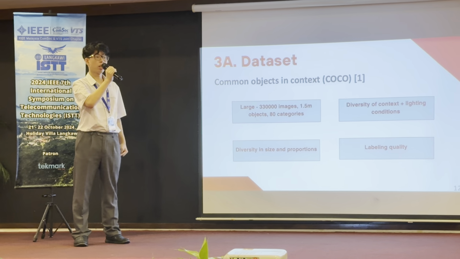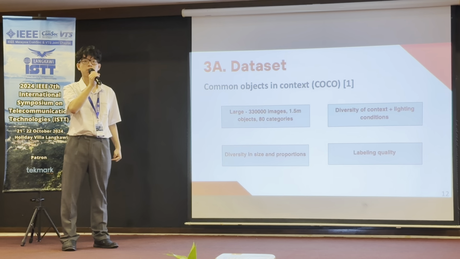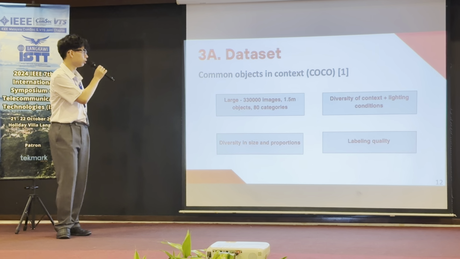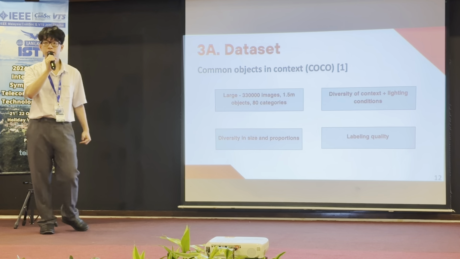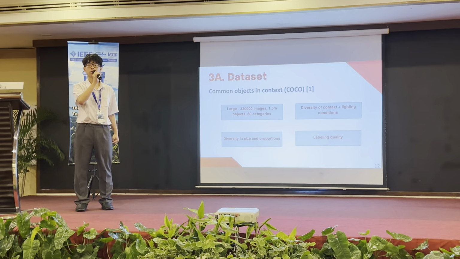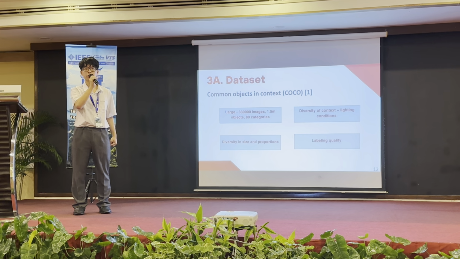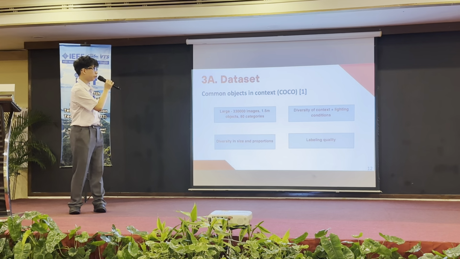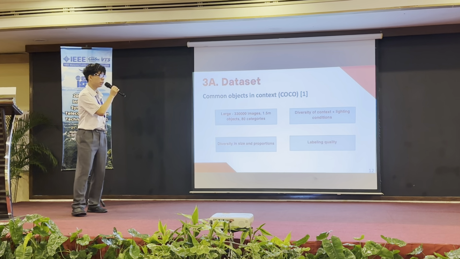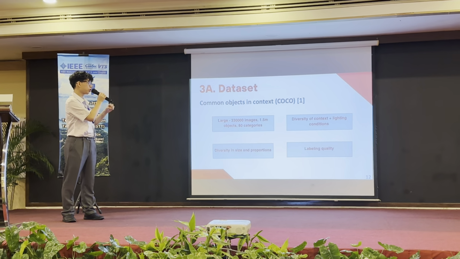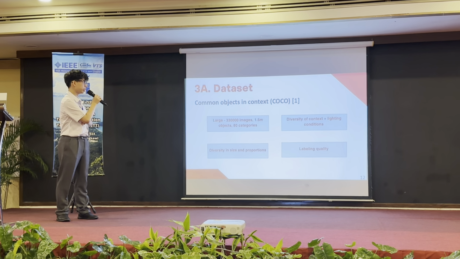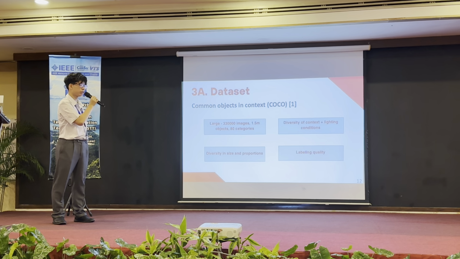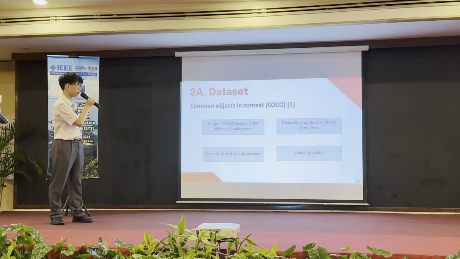Right, so our dataset is the Common Object in Context dataset, also abbreviated as COCO. This COCO dataset is commonly used in many artificial intelligence and machine learning research, as its name suggests, and this is due to a few reasons. To begin with, it is a large dataset with approximately 330,000 images containing 1.5 million objects in 80 different categories, such as dog, cat, sofa, or tables.